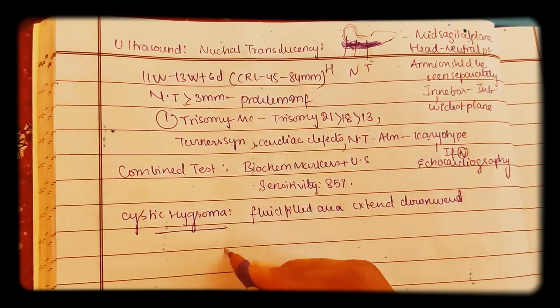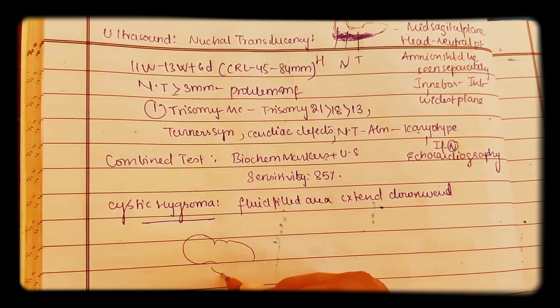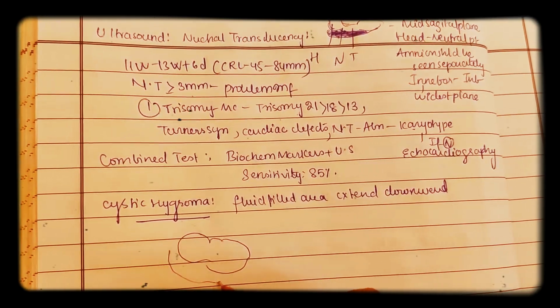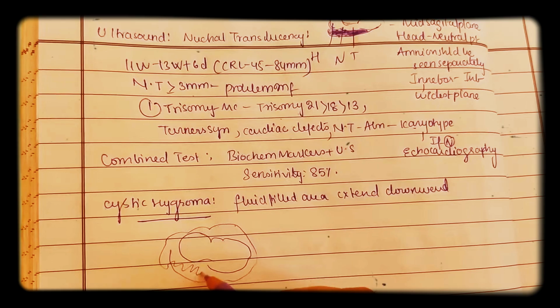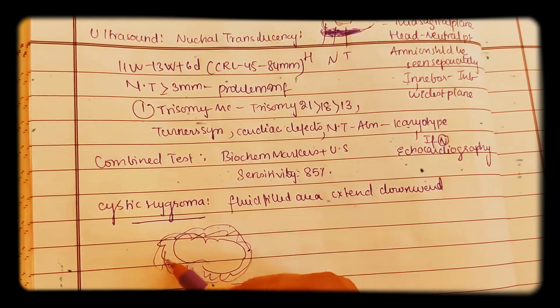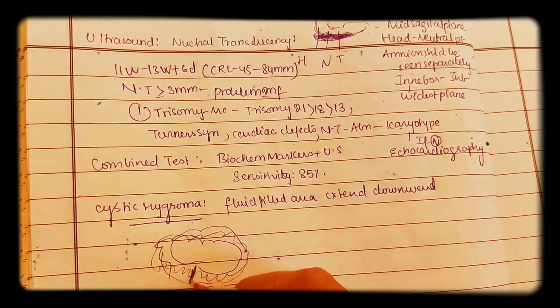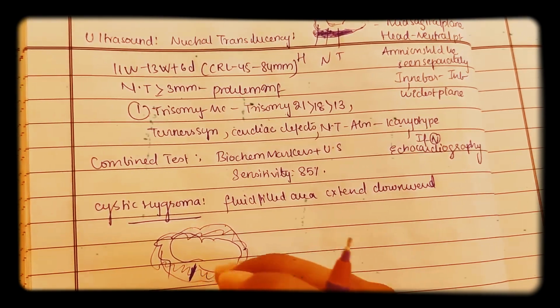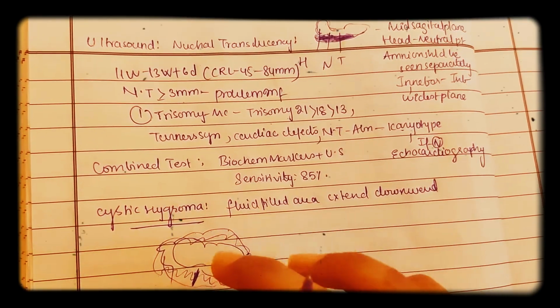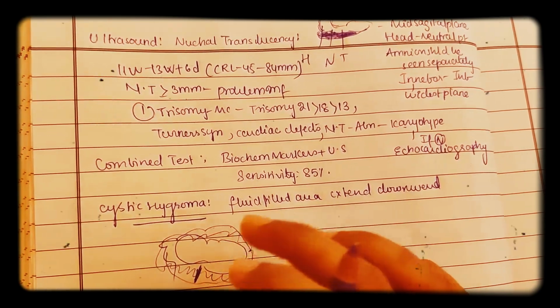So for example, let me draw. For example, this is a fetus, and you have fluid like this almost all over, right? So this is called a cystic hygroma. Okay, and it also has some septa like thing. There is presence of septa, and when cystic hygroma is seen, it is a better marker of aneuploidy than the nuchal translucency.